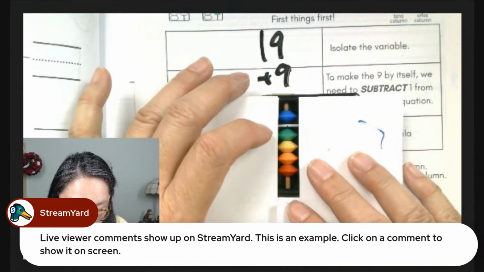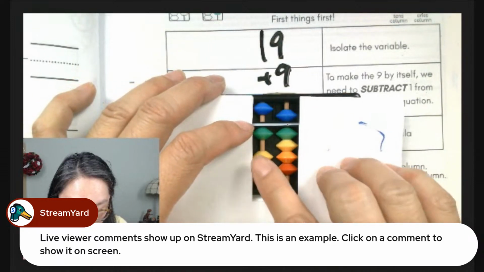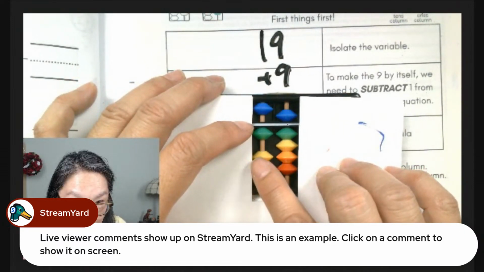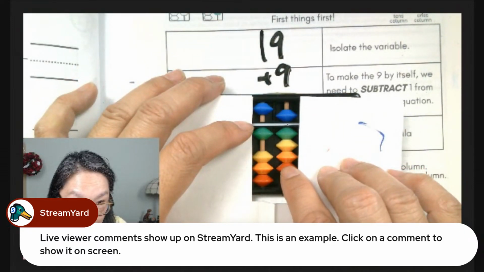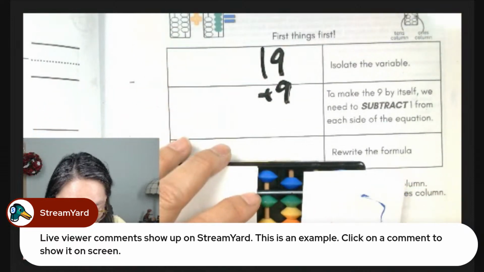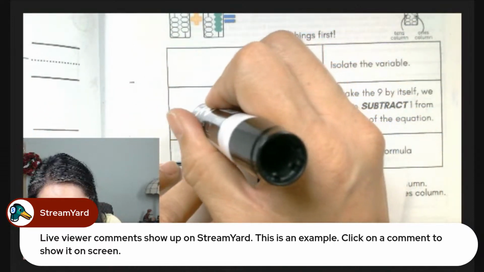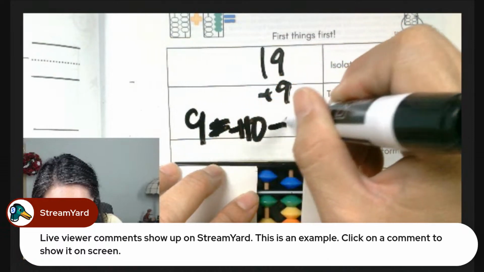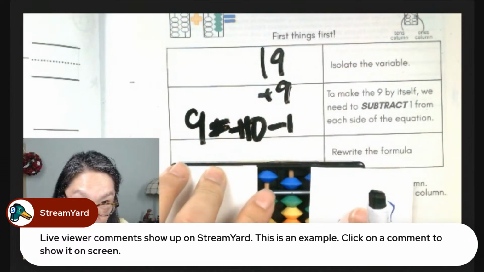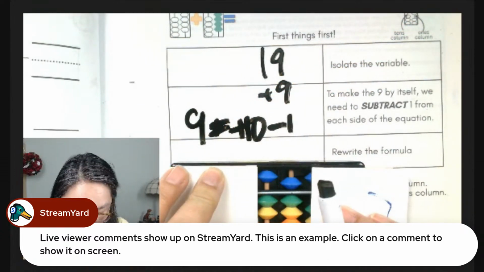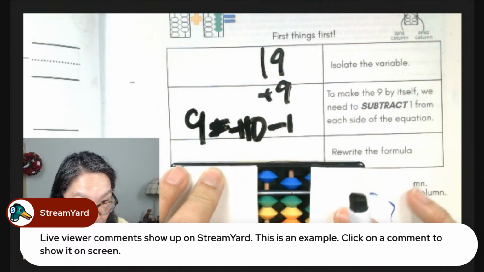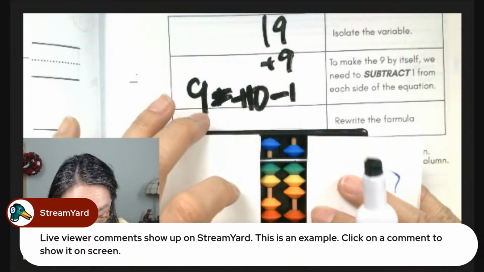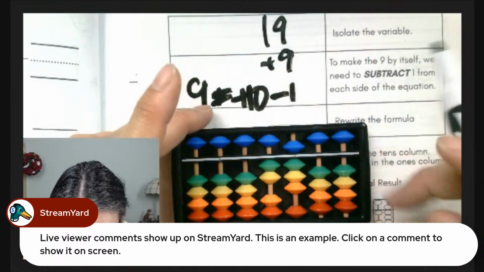So then we have to go to our number. We have to plus the 10, and then minus the 9. So our formula is add 9 is equal to plus the 10, minus 1. So what I'm going to do is plus the 10, and I take away the 1. And there we go. So my final answer is 28.